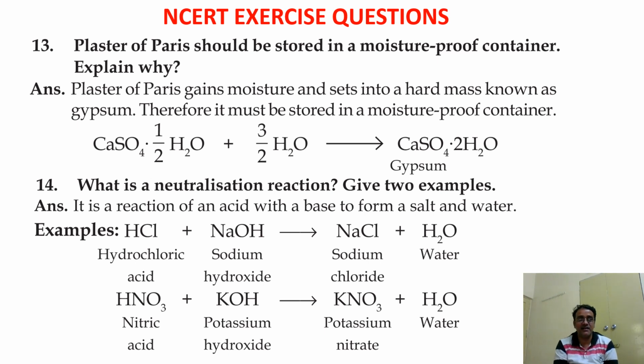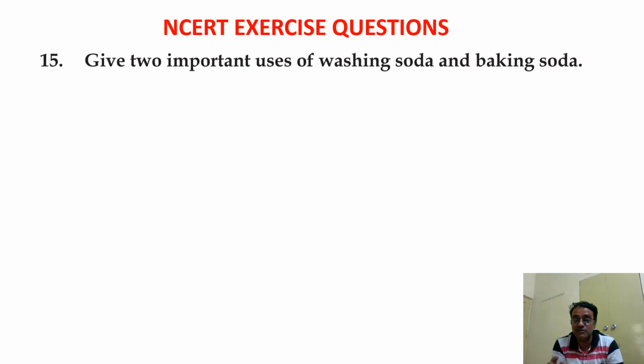This already we have seen in the reaction of acid with base. Second session में किए थे हम लोग, first session में किए थे, right, acids का, right. So 14 हो गया. Now we are moving towards the last question of the chapter. Give two important uses of washing soda and baking soda. So already हम लोग ये assignment questions में भी कर चुके हैं.